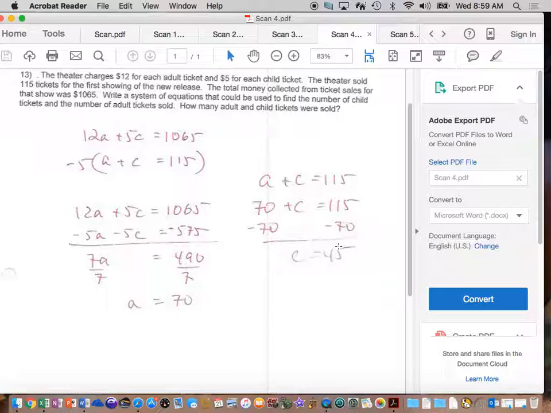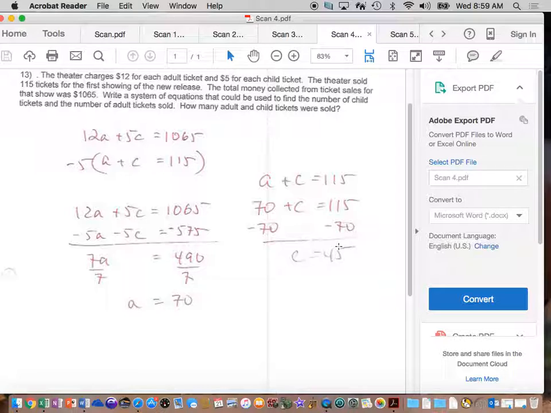Now let's look at the only stuff left. The theater sold 115 tickets for this first showing, and write a system of equations that can be used. How many adult and child tickets were sold? The last two sentences are the directions, write a system, and what you're looking for. How many adult, how many children?